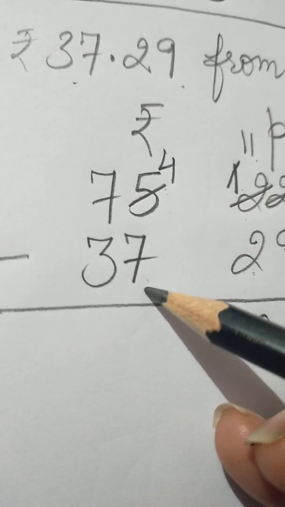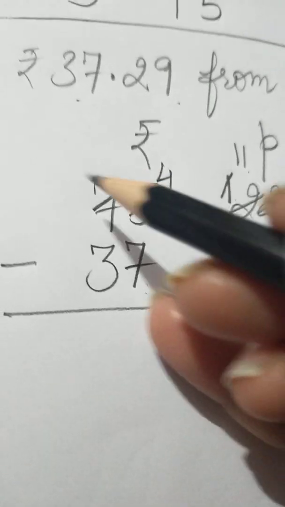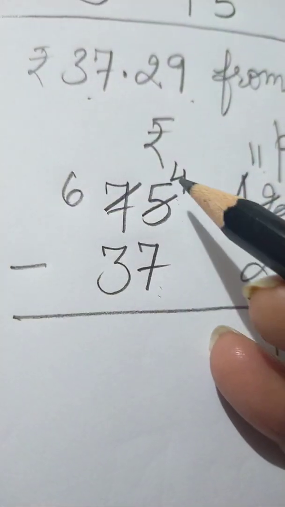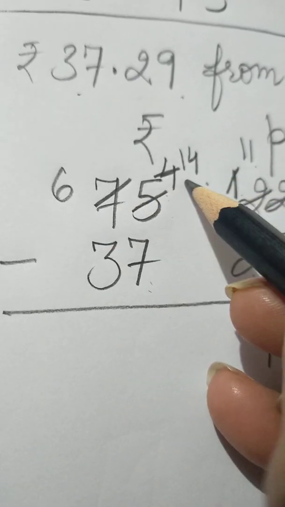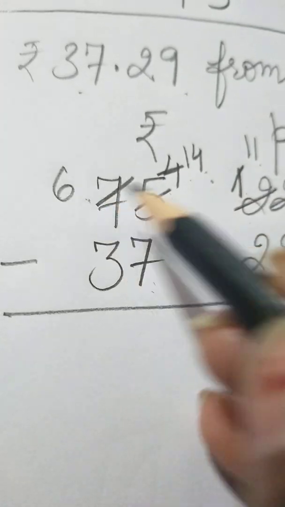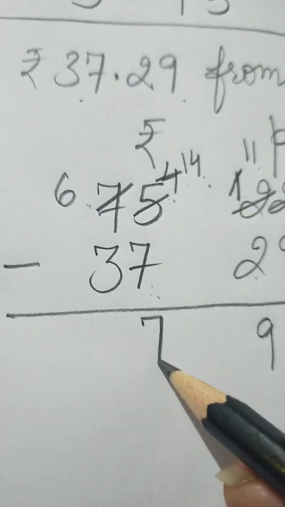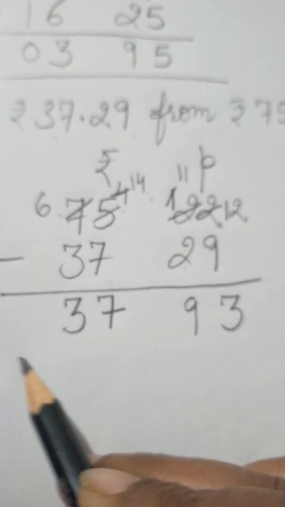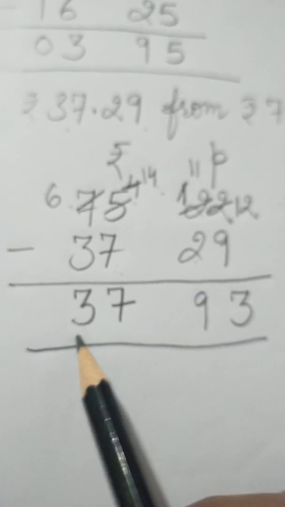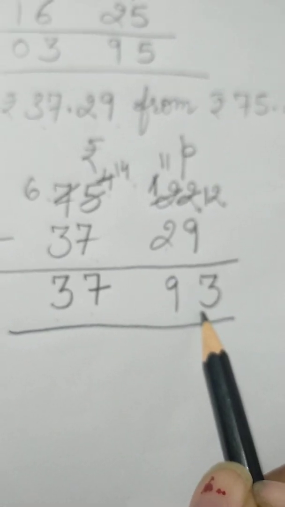4 minus 7 is not possible, so what we will do, here 6. Yes, then here it will become 14. From here we will take 1, it will become 14, and here it will be left with 6. 14 minus 7, 7 is there, and 6 minus 3, 3 is there. Now what is left with us, the difference is 37 rupees and 93 paise.